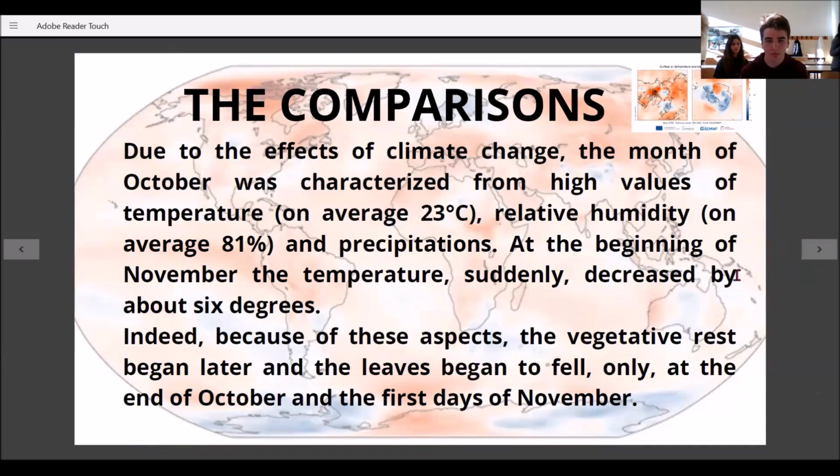Through the end of October and the beginning of November, the air temperature, above all in the minimum values, suddenly decreased, leading to a rapid fall of the leaves around mid-November. Therefore, the climate change, with higher fall temperatures and high relative humidity values, on average 81%, has led to a delay in leaf senescence.